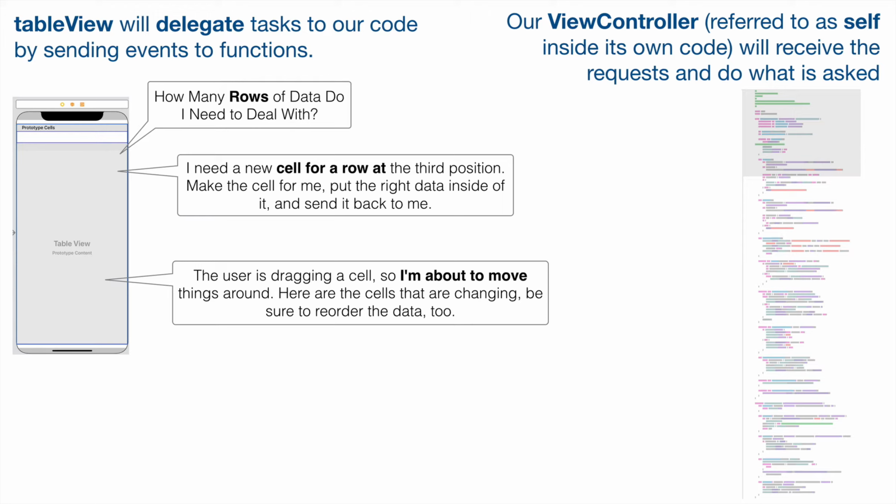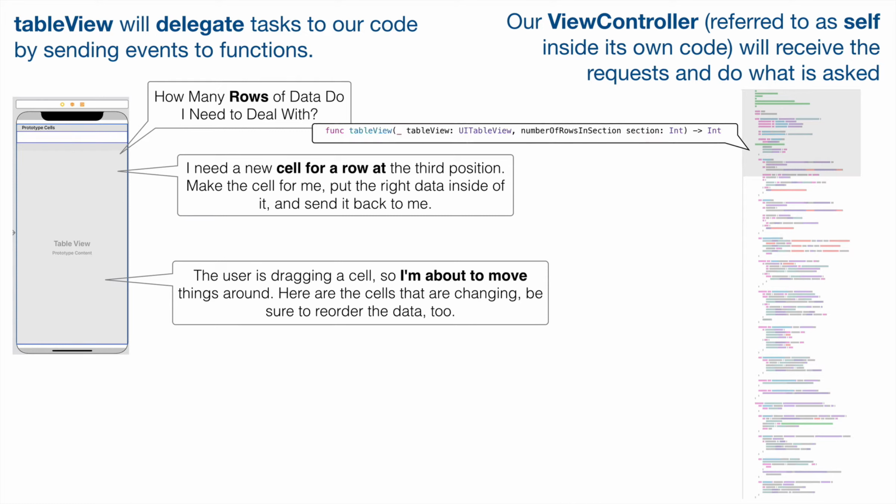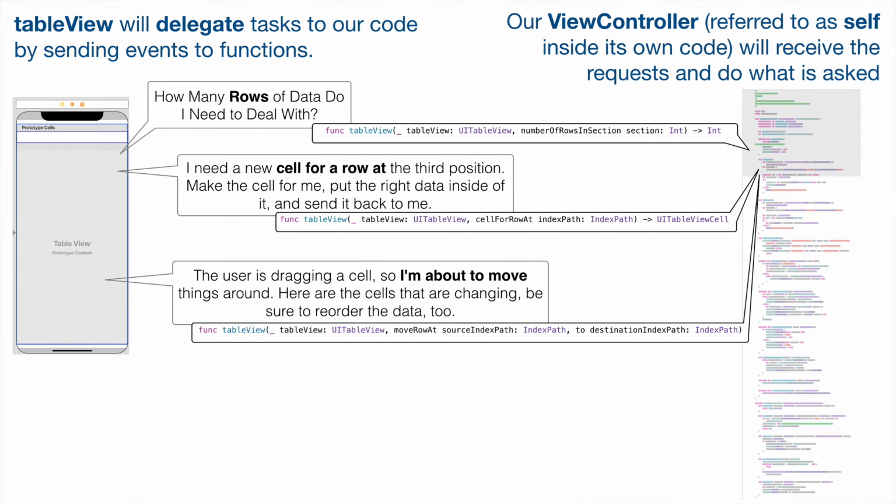Now, in each of these cases, iOS, and in this case, TableView in particular, is going to be delegating tasks to our code. Apple has defined a bunch of these functions that can listen in for system events. So we'll add some of them to our code. Specifically, we'll add ones that listen for requests from a TableView. And inside the body of these functions, we'll write our custom code so we can give back the TableView exactly what it needs.